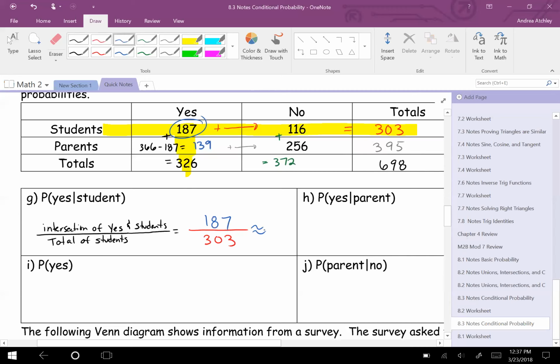So then we divide that. So I get 0.617. Does the 7 make the 1 go up? Yes. So it's 62%. Any questions over that? Yes. It's the intersection of yes and students. So if I did this, where do they intersect? 187.